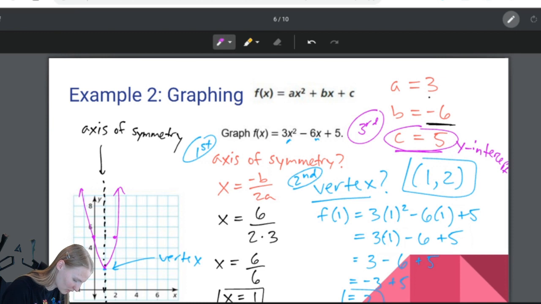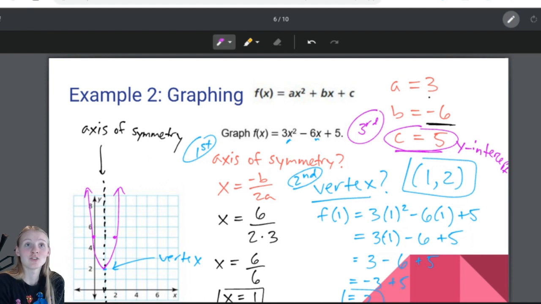That kind of looks too straight. Remember, it's not a straight line. It's a curvy line. Yeah, something more like that. And there you go. You are done.